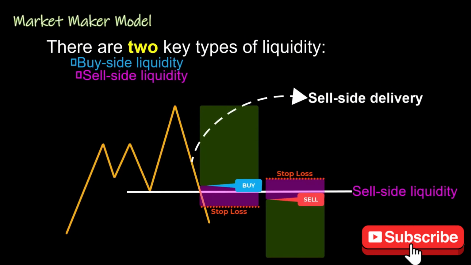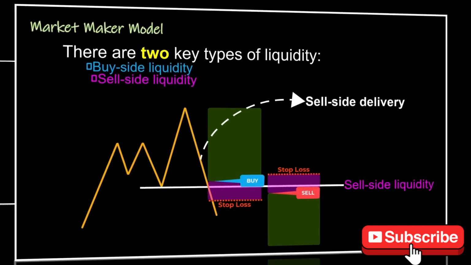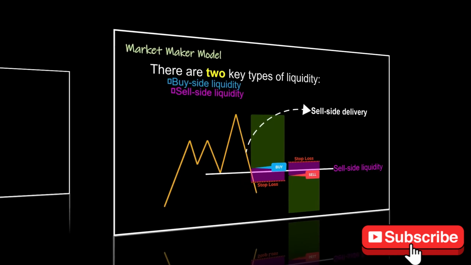Smart money isn't trading breakouts, they're creating them to trap retail traders. So instead of reacting to the breakout, wait for the liquidity sweep, identify the zone where smart money is likely to enter, and then align your trade with the real momentum behind the market.